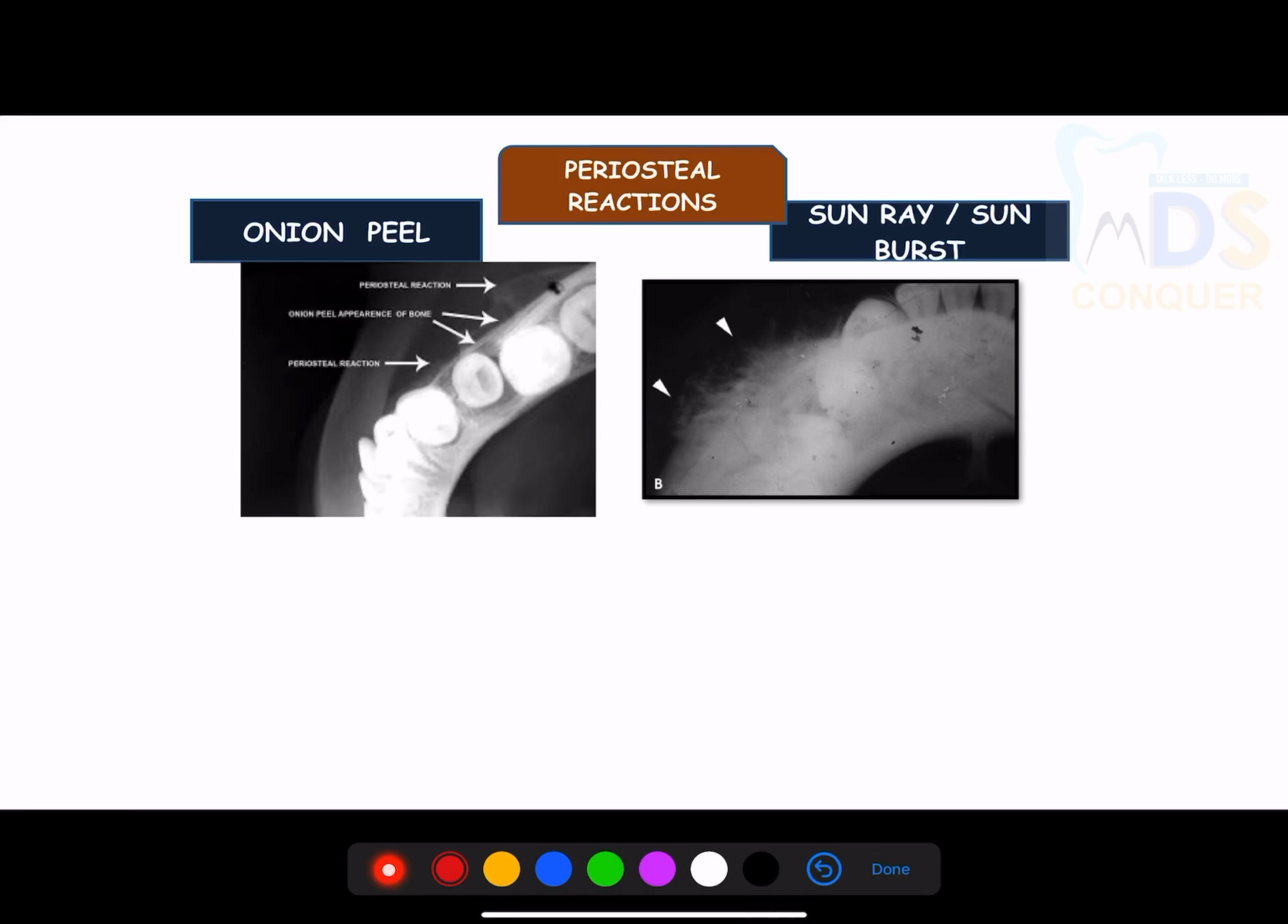Coming to the onion peel appearance, you can see here the cortical bone. First you have to know about the periosteal reactions. In these pictures there are two types of periosteal reactions. Other than these two, there are many other periosteal reactions, but here this is an onion peel appearance, which is a periosteal reaction, and here a sun ray or sunburst appearance, which is also a periosteal reaction. This periosteal bone formation of onion peel or sun ray type is most commonly seen in osteosarcoma or Ewing's sarcoma.